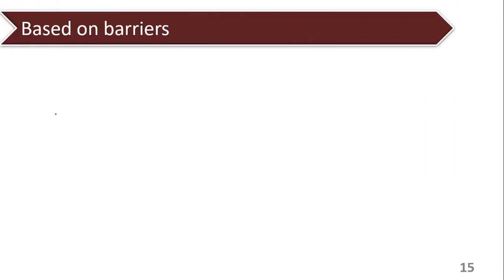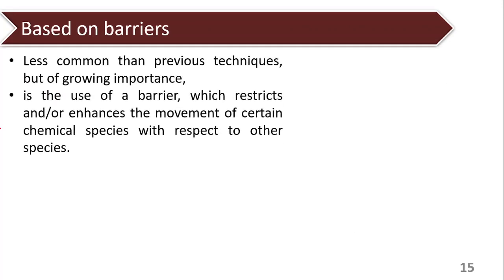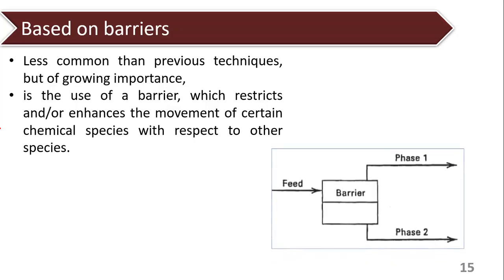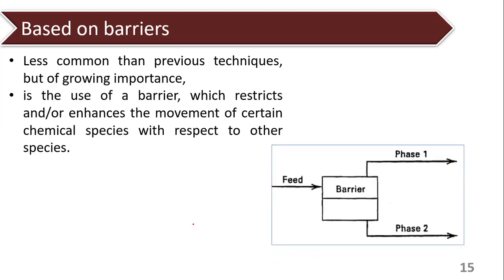Now come to the next technique, separation based on barriers. Barriers means you have to provide certain barriers so that the separation is possible. In this flow diagram we can see there is one barrier here. Because of this barrier, the phases are separated out. One phase is taken out, for example, and the second phase is separated after the barrier. It is a less common technique compared to the previous one, but it is a very important one. We can use these techniques for many very important separation methods.